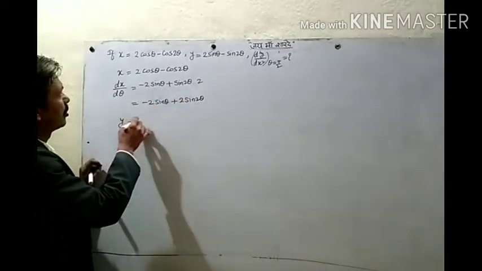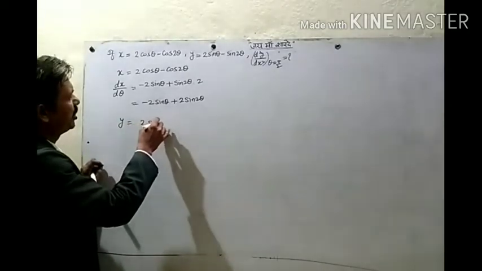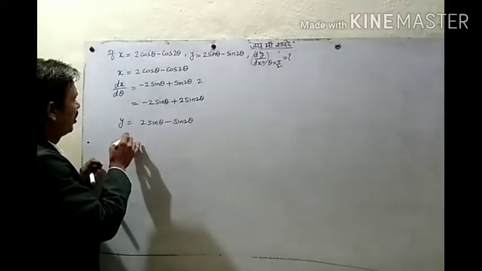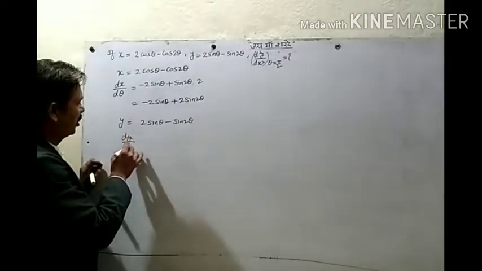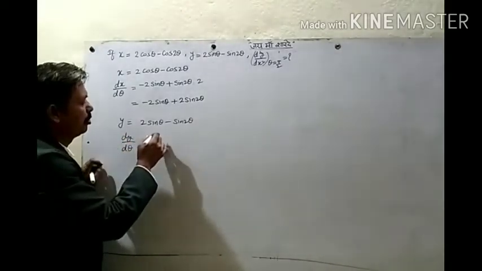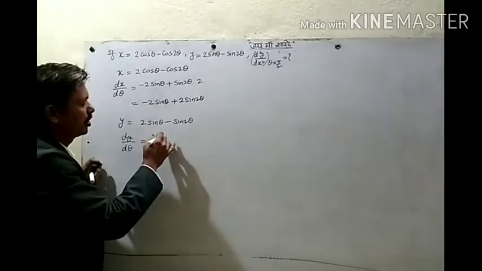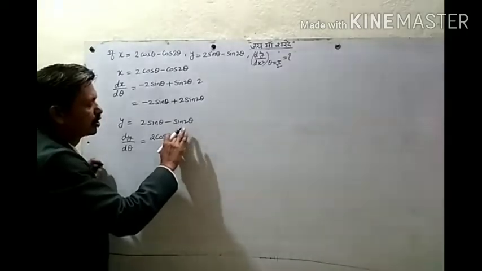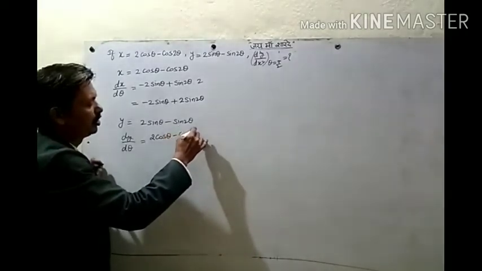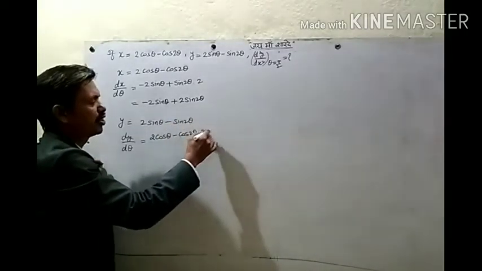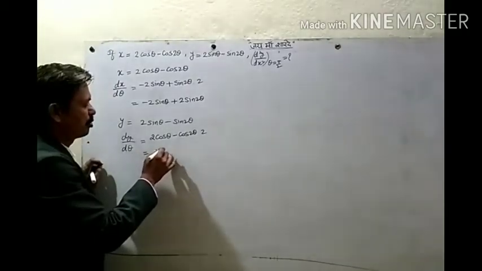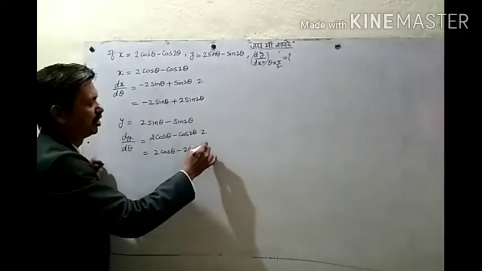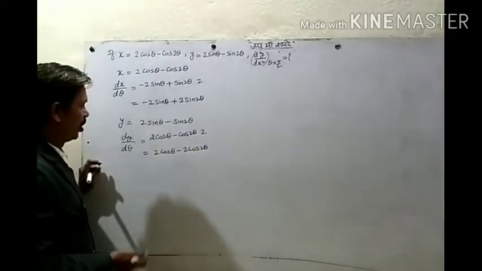Now y is 2 sin theta minus sin 2 theta. Differentiating y with respect to theta, we get dy by d theta equal to 2 times derivative of sin theta, which is cos theta, minus derivative of sin 2 theta, which is cos 2 theta, and again differentiate 2 theta, we get 2. So it is 2 cos theta minus 2 cos 2 theta.